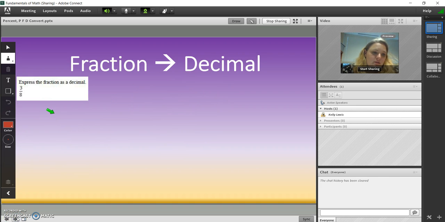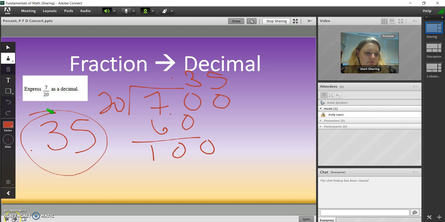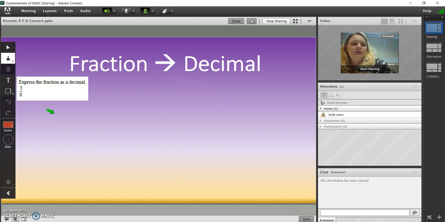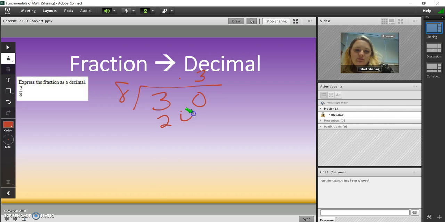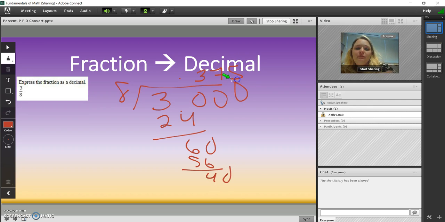Fraction as a decimal. Let's do one more, because I feel like they're hard. All right, 8 goes into 3. 8 does not go into 3. 8 will go into 30. 8 times 2 is 16. 8 times 3 is 24. Ooh, so sorry. 8 goes into 60 7 times. 56. 4. 8 goes into 40 5 times. 40, there's no remainder now. All right, so we get 0.375.